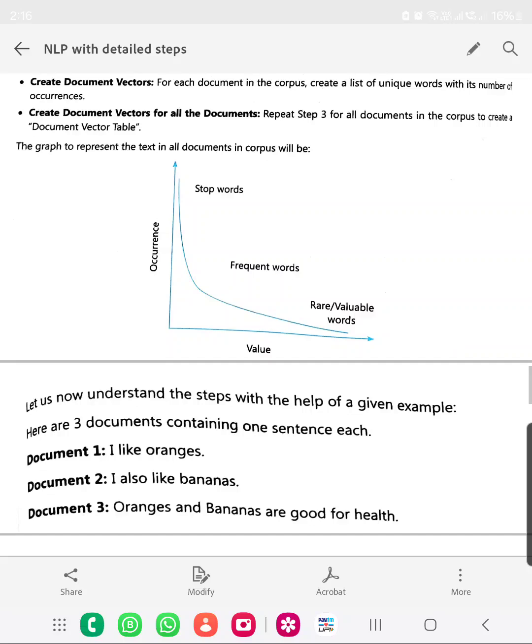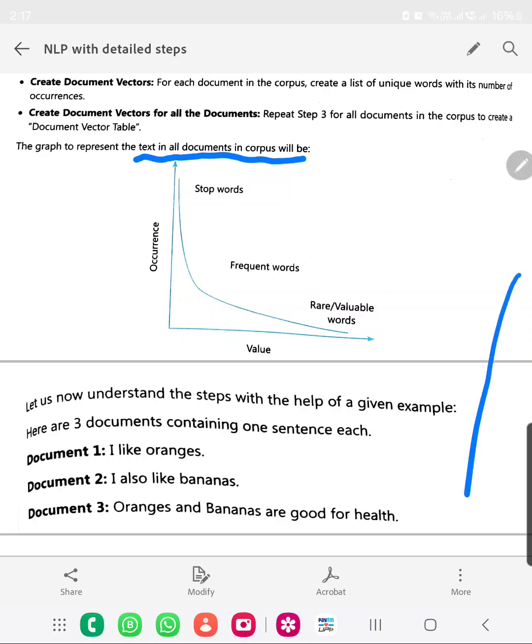This is a graph which represents all the document text in the corpus. The rare words have fewer occurrences, the frequent words have more occurrences, and stop words have a lot of occurrences. What are stop words? Stop words are the words which are used to make the sentence grammatically correct. For example, to, from, and, or, the conjunctions, the prepositions, he, she, it. All these are stop words.